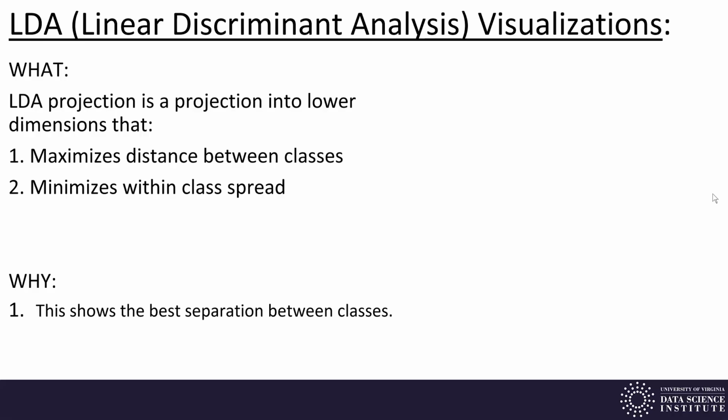We're going to talk about this LDA projection, which is a projection into lower dimensions that maximizes the distance between class means, but at the same time minimizes the within class spread. So it's going to give us the best way to view separation between classes, or at least linear separation between classes, when we have class labels.